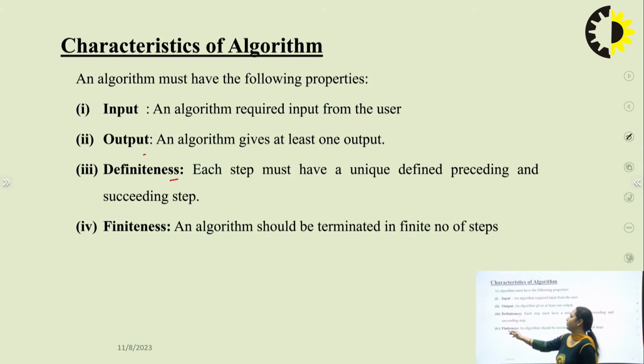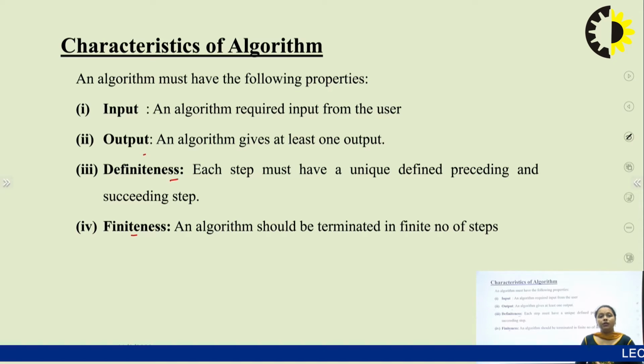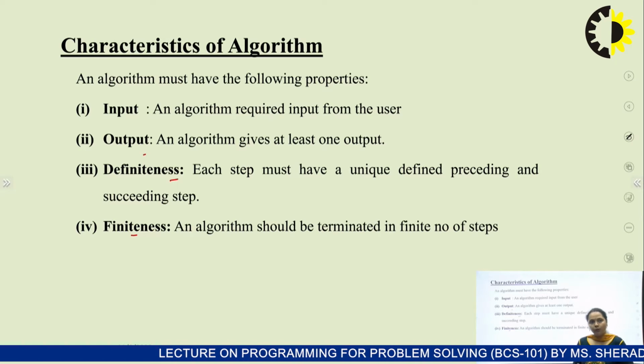Next is the finiteness. An algorithm should terminate in a finite number of steps. It must not be the case that your solution does not stop anywhere and is generating output continuously. So your algorithm must have some termination condition, so that it gives a result after a particular condition and stops working after providing the output.